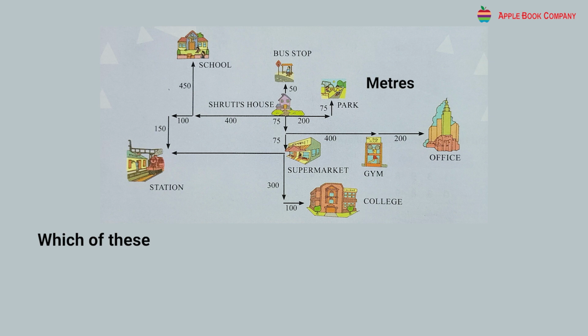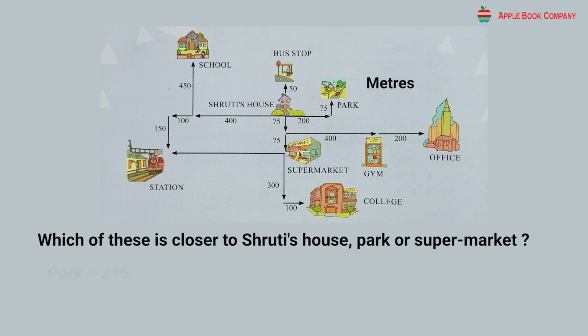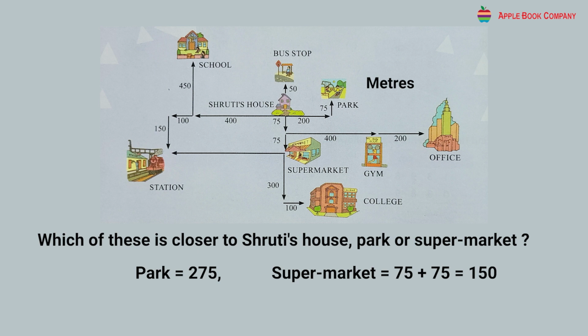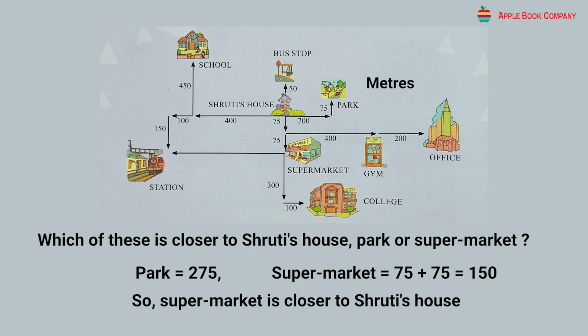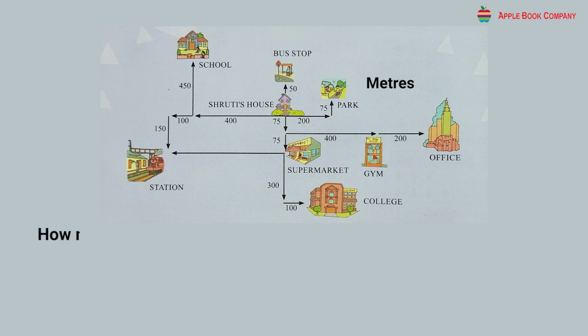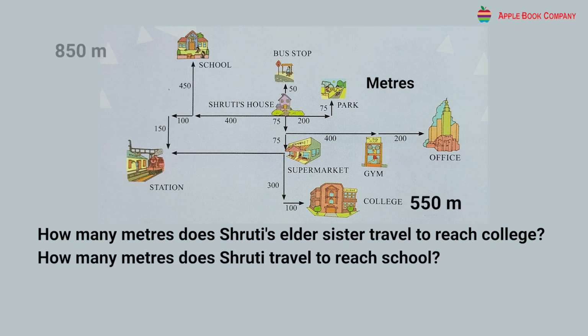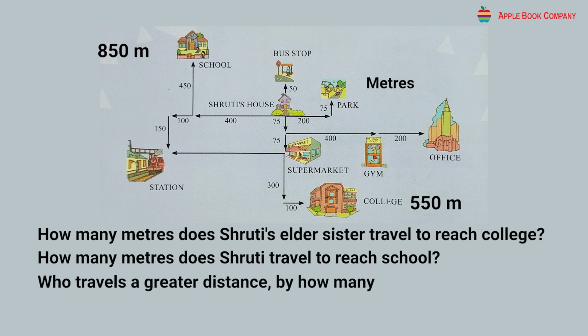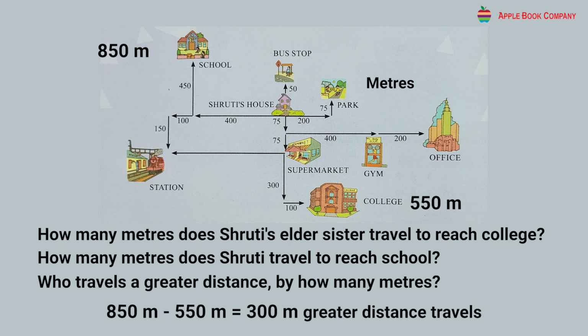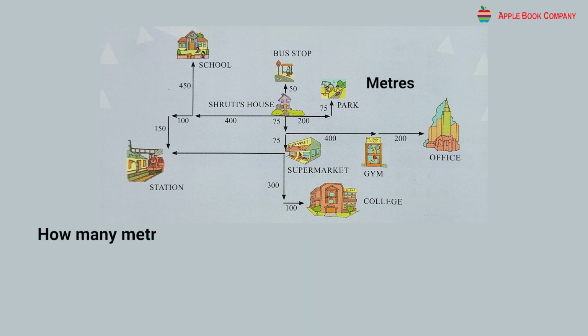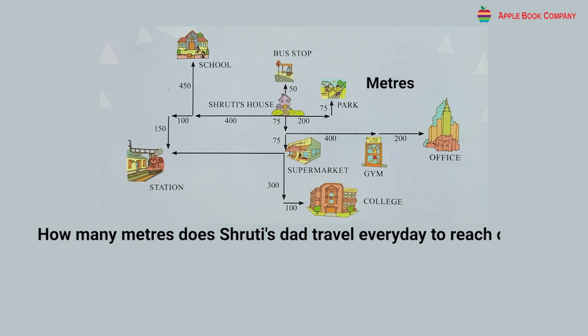Which of these is closer to Shruti's house? Park or supermarket? Where is the park? 275. Supermarket is 150. So supermarket is closer to Shruti's house. How many meters does Shruti's elder sister travel to reach college? How many meters does Shruti travel to reach school? Who travels a greater distance by how many meters? How many meters does Shruti's dad travel every day to reach office and get back home?